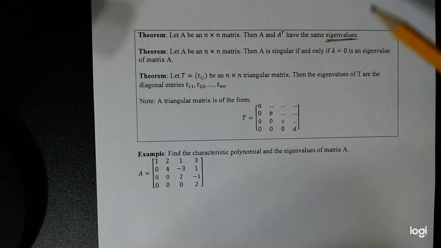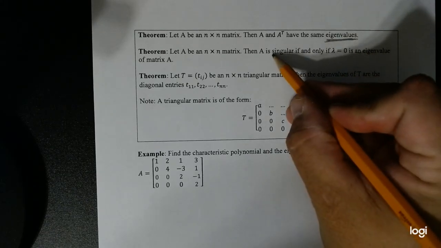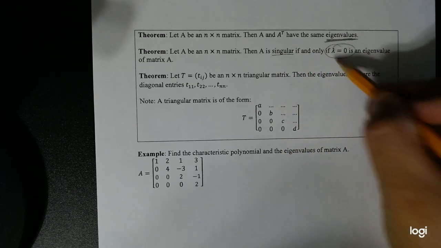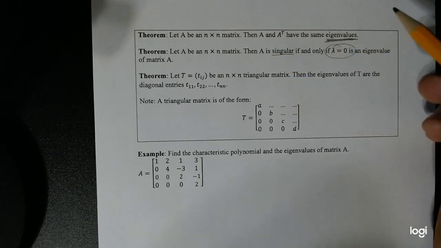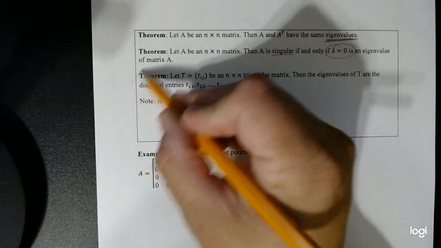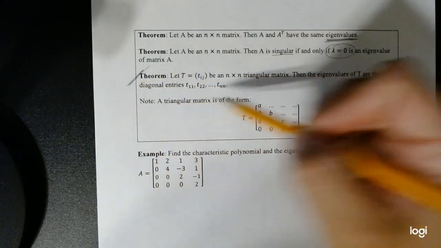Next one, let A be an n by n matrix. Then A is singular if and only if you have some lambda equaling 0 as an eigenvalue of A, which is another process to check for singularity. Okay. Now this is actually kind of a nice one because you can break stuff down using this theorem.